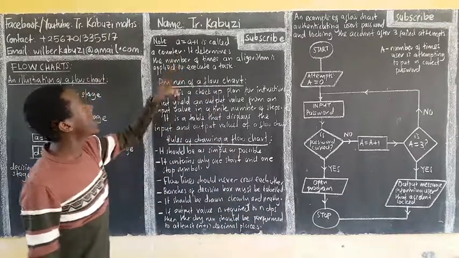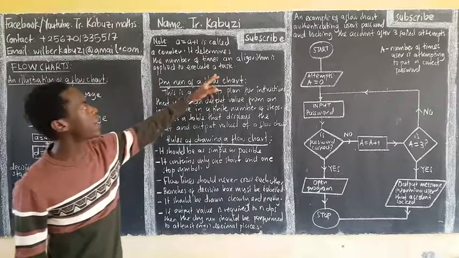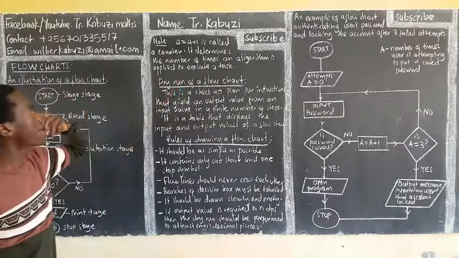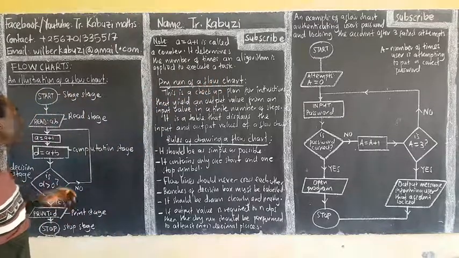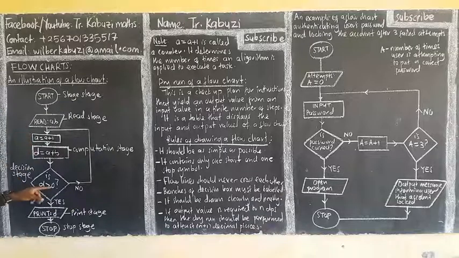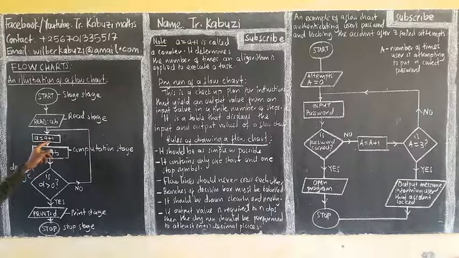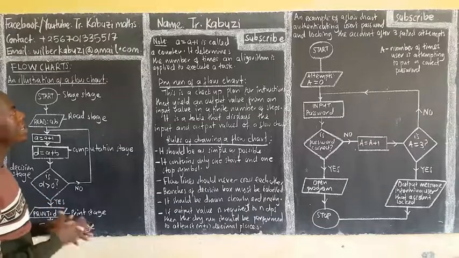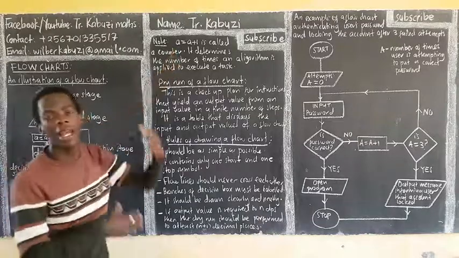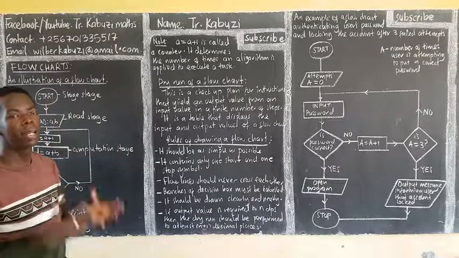A is called a counter. It returns the number of times an algorithm is applied to execute a task. So this one, A plus 1. So when this note is not greater than 0, we go back. Now A, we change the value of A. We add 1 to A. So this value of A is going to change. This one is going to be more by 1 than the previous value, and so on.